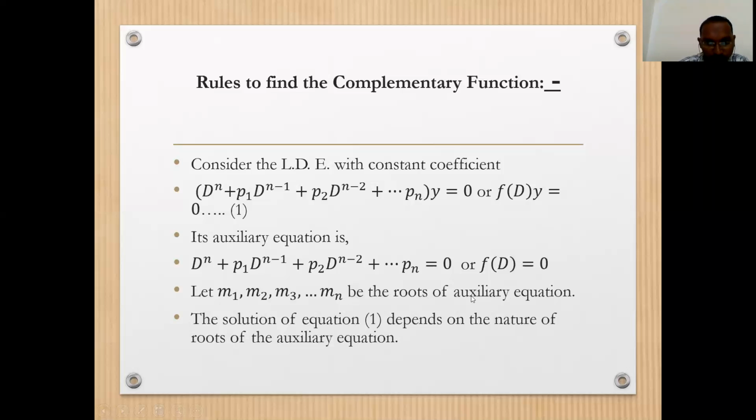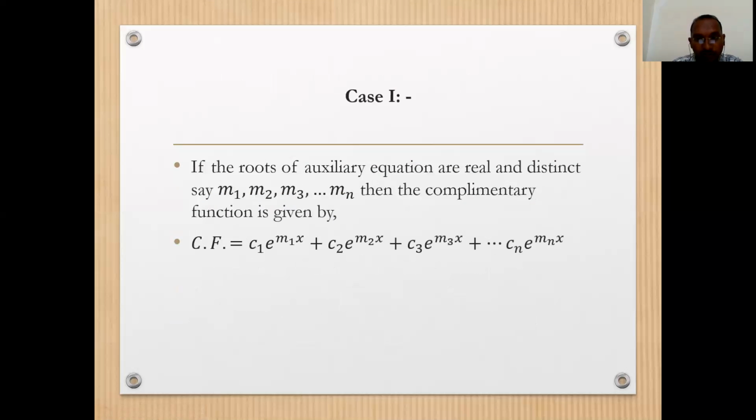Here we are assuming the solution of equation 1 depends on the nature of the roots of the auxiliary equation. In order to find the complementary function, it is necessary to first find its auxiliary equation. After that we have to find the roots of that equation. After finding the roots we have to see the nature of those roots of the auxiliary equation. Depending on those roots we have to write the complementary function.